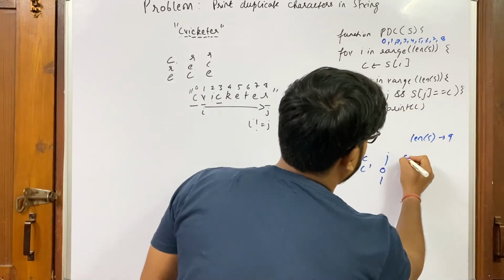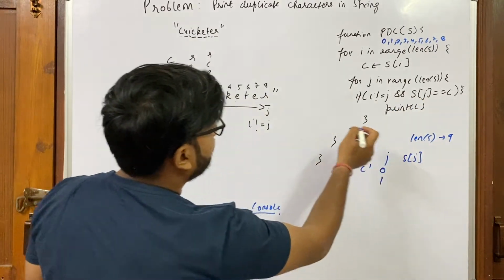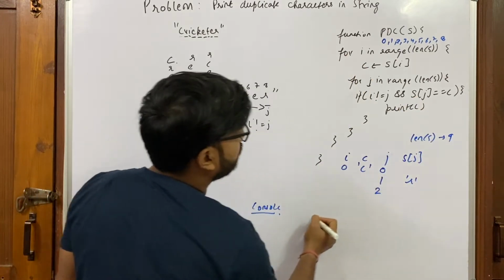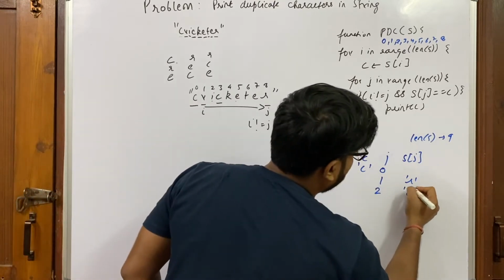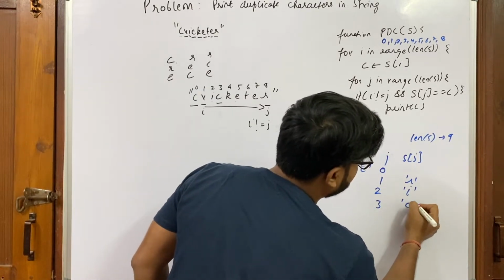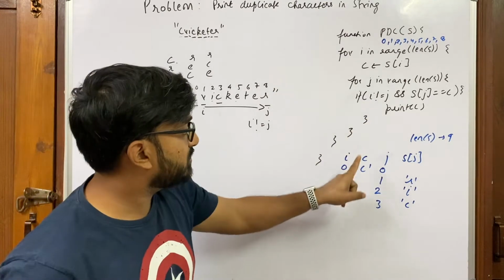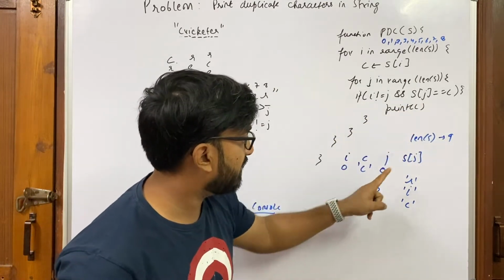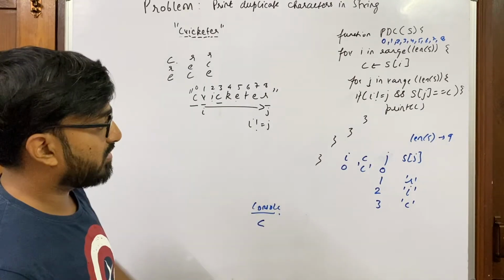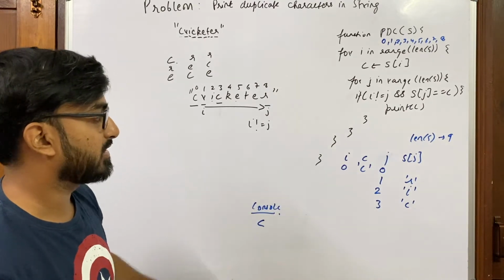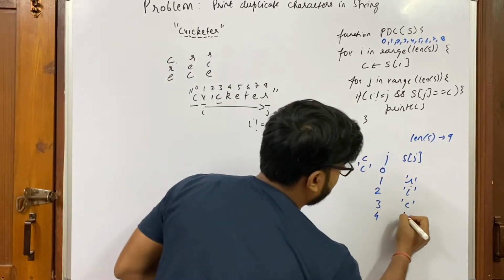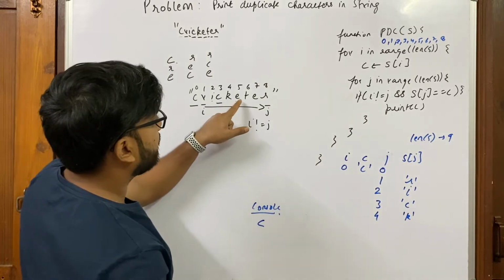S of j is basically R. This is not equal to c, so you move on to the next value of j. j is 2. S of j is I. This is not true, so you move on to the next value, 3. S of j is C. i and j are not equal, and S of j is equal to c. It is true, so you print C. You print this single character C and your output is C. Then you move on to 4. j at 4 has K, and similarly j at 5 has E, T, E and R.